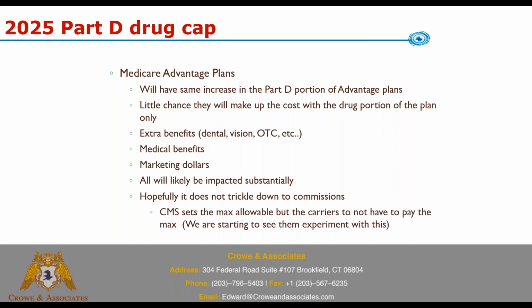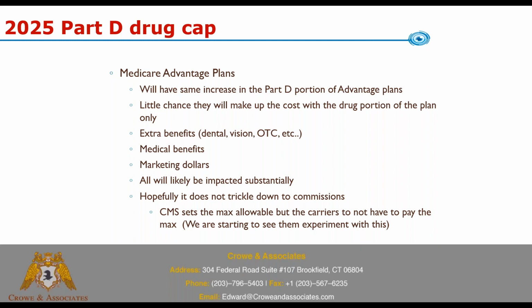I hate to say this one, but marketing dollars, meaning marketing dollars that are distributed from carriers to agents through the broker manager, marketing dollars that are distributed to us that we give out, as we've been furiously doing in the last couple months for AEP. You've got to wonder about that. So all will likely be impacted substantially, and my hope is that it doesn't trickle down to just the regular commissions. That's my hope. Keep in mind, CMS sets the max allowable commission every year.